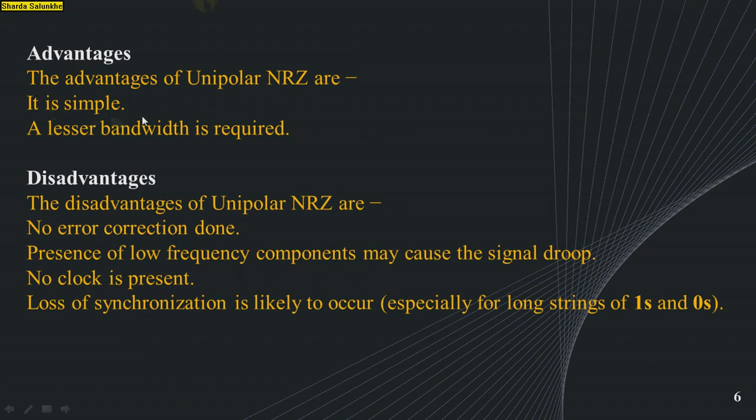The advantages of this code: it is very simple, and lesser bandwidth is required. Disadvantages: no error correction is done in this code, unipolar NRZ. The presence of a low frequency component may cause signal droop, and no clock pulse is present. The loss of synchronization is likely to occur, especially for long strings of ones and zeros. If the long string is all ones or all zeros, the loss of synchronization can occur. So these are some advantages and disadvantages of the unipolar NRZ.